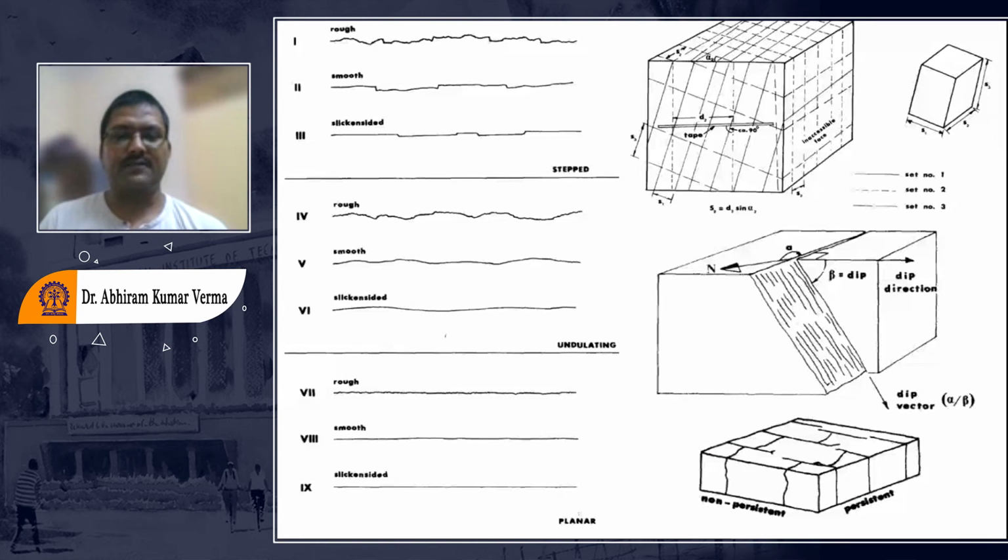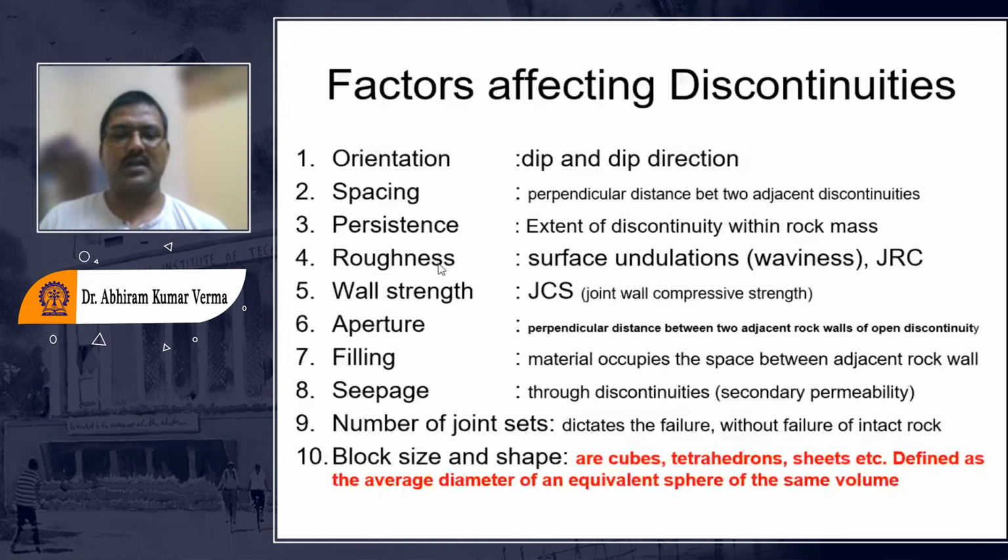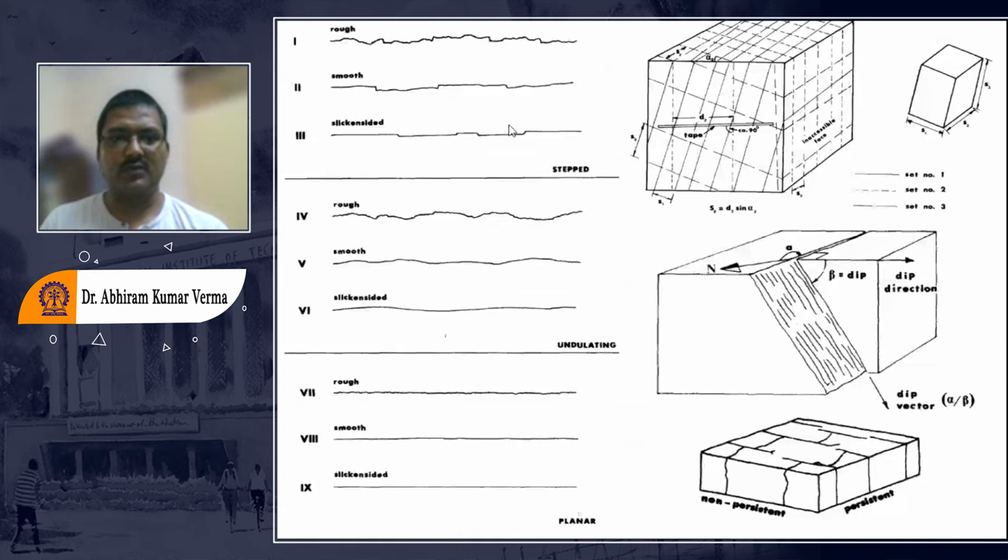Similarly, we are talking about the roughness. Roughness we are calling surface undulations or waviness. And there is a scientist known as Barton. He has defined a term called joint roughness coefficient. Now if you can see this photograph, he has defined a number from 0 to 20, that is called JRC.